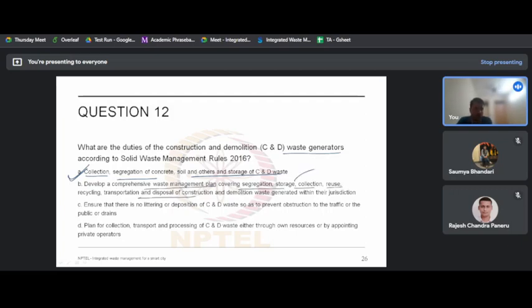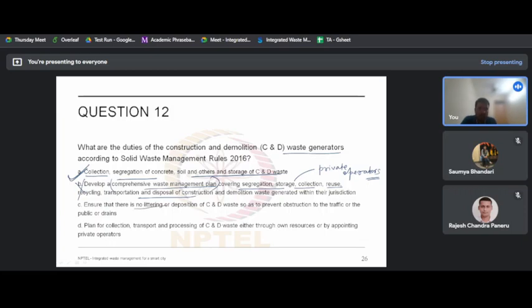So this should be the duty of the private operators, or sometimes even the local authority should take care of this. So comprehensive waste management plan, the private operators that do the processing of the waste, they will do. So B is not a duty of the waste generator.